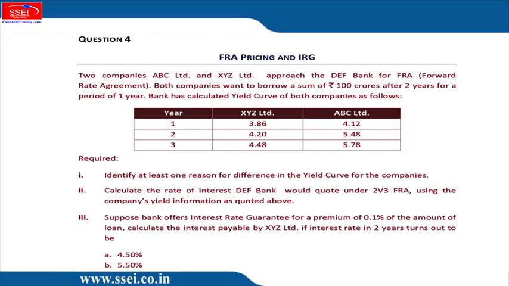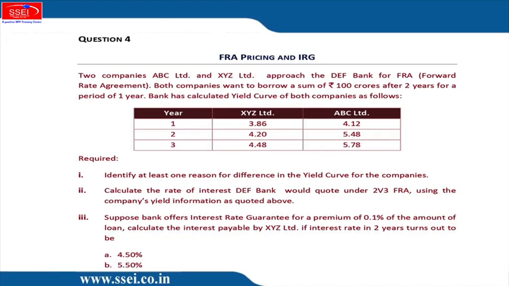Number 2, calculate the rate of interest DEF Bank would quote under 2 versus 3 FRA using the company's yield information. So you have to find out the yield of 2 into 3 FRA. Now usually in FRA, we are habituated not to use power. But then we have 6 month, 3 month, 9 month rates given. Here 2 year, 3 year rates are given. So we'll have to do just as we do in bond valuation. Bigger factor by smaller factor minus 1.